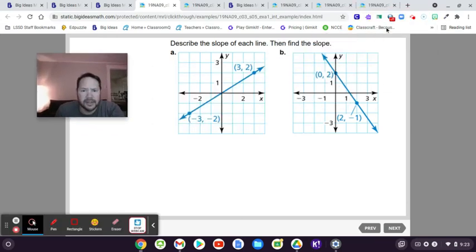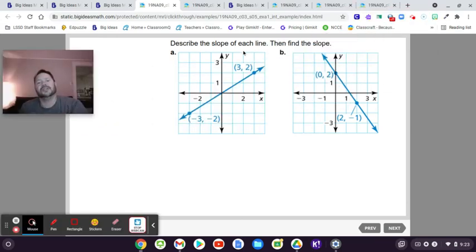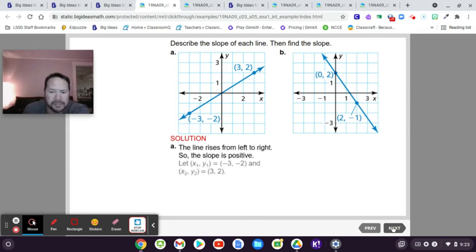All right, so first, to describe the slope of this line for part A here. Describe this slope for line A. Yeah, that one is a positive slope because it's going up from left to right. What about the slope for B? Yes, that one is negative because it's going down from left to right. So now let's calculate the actual slope. We'll go through A together.